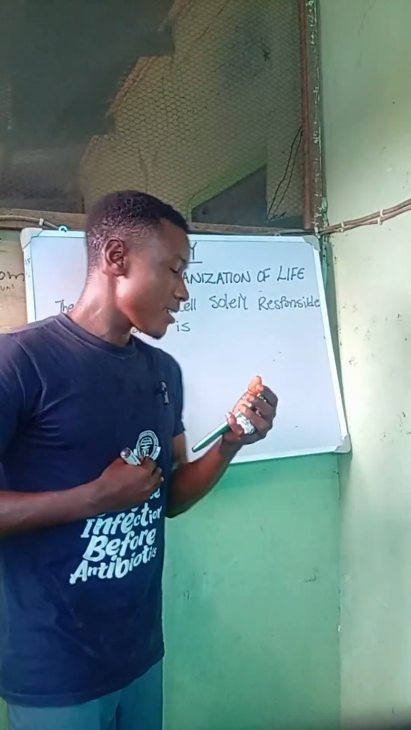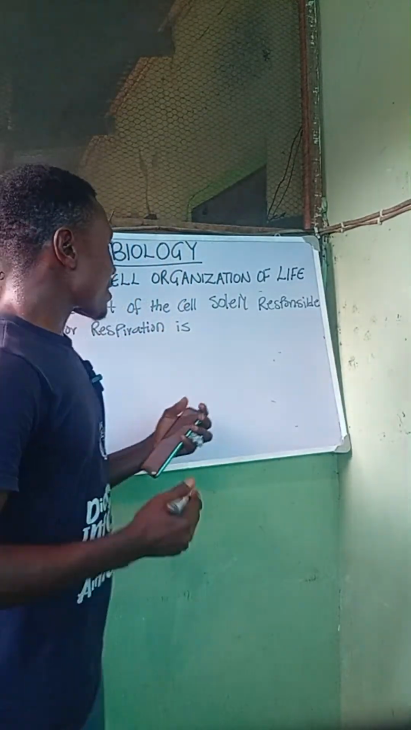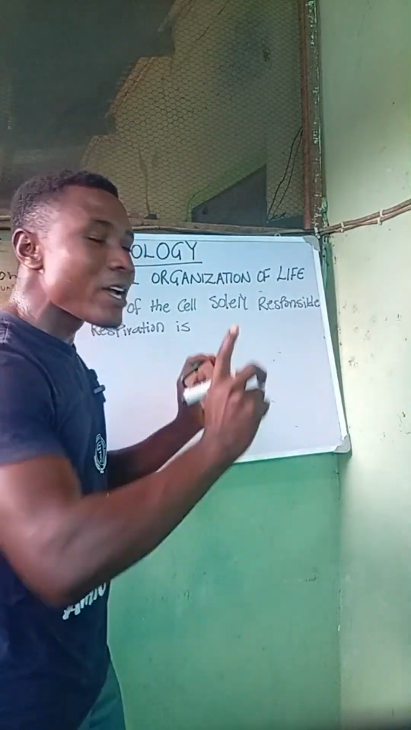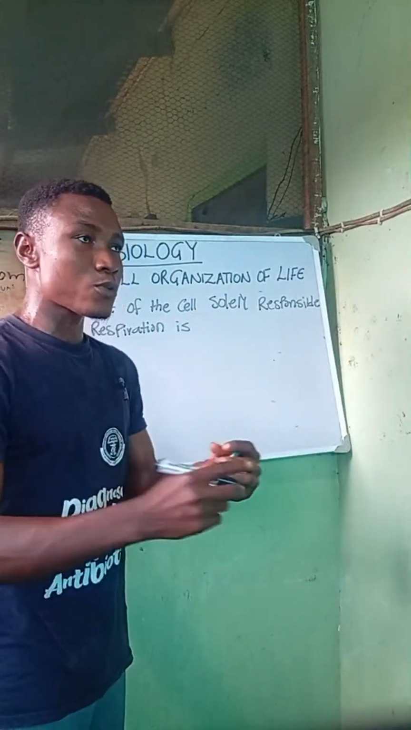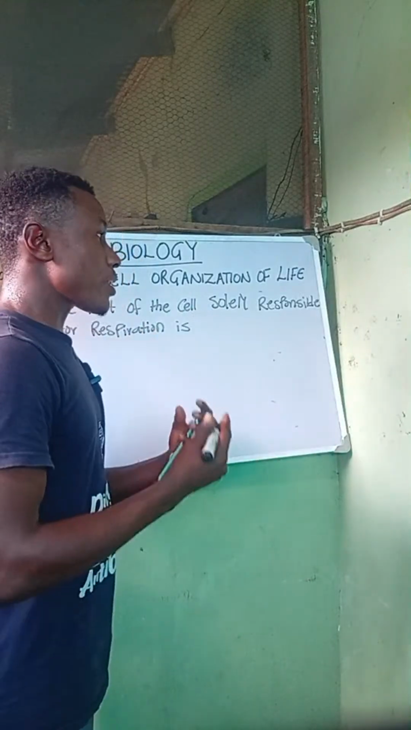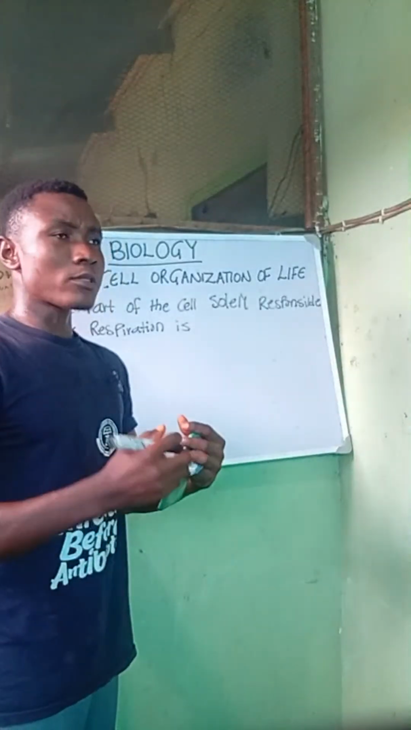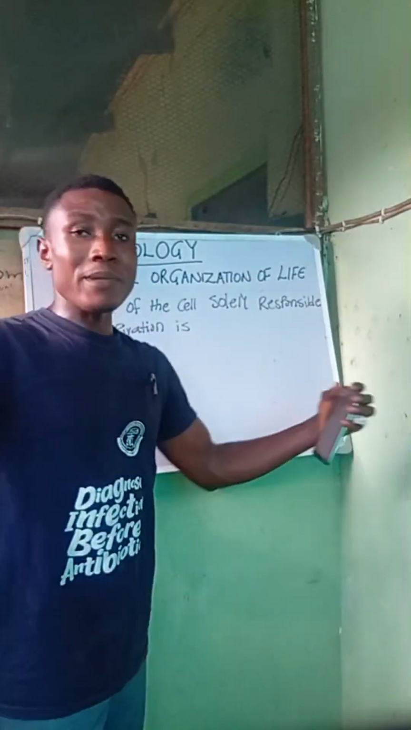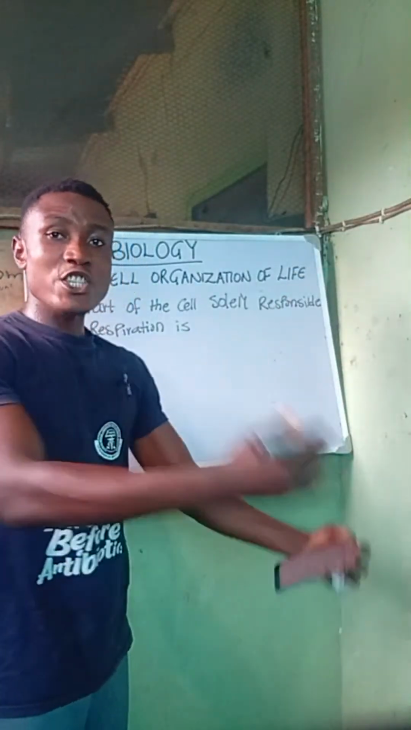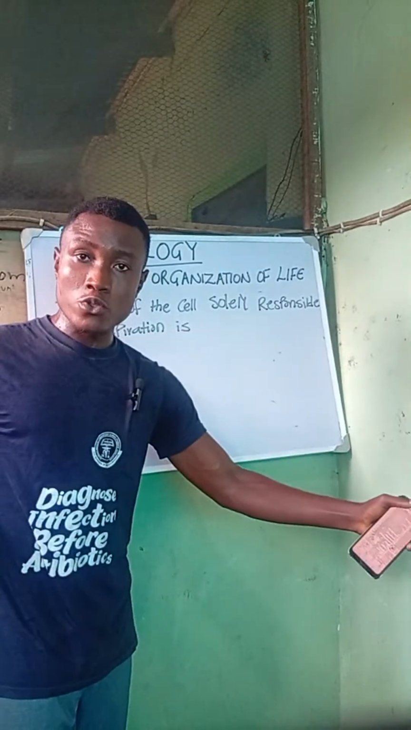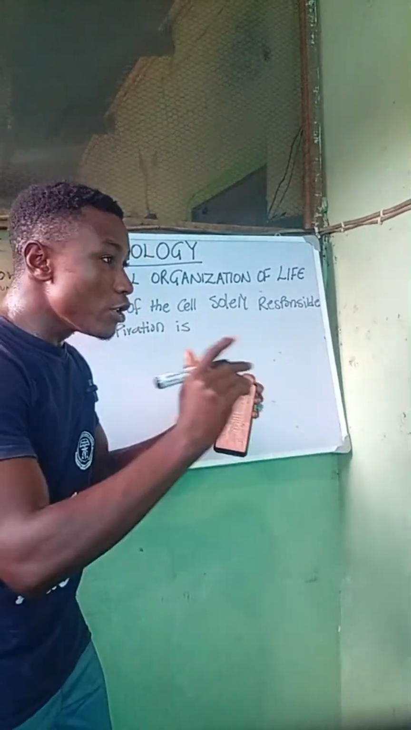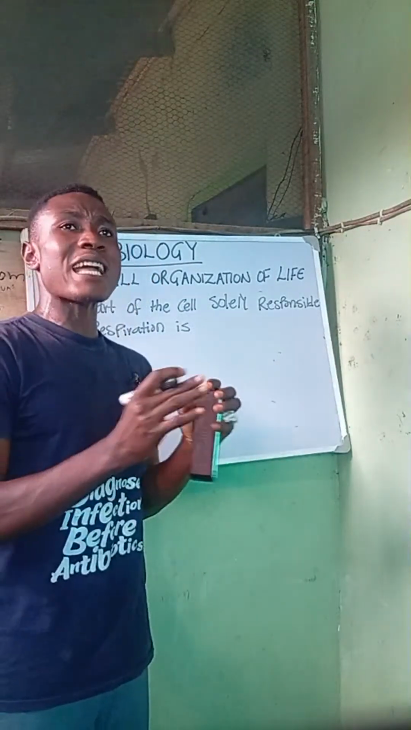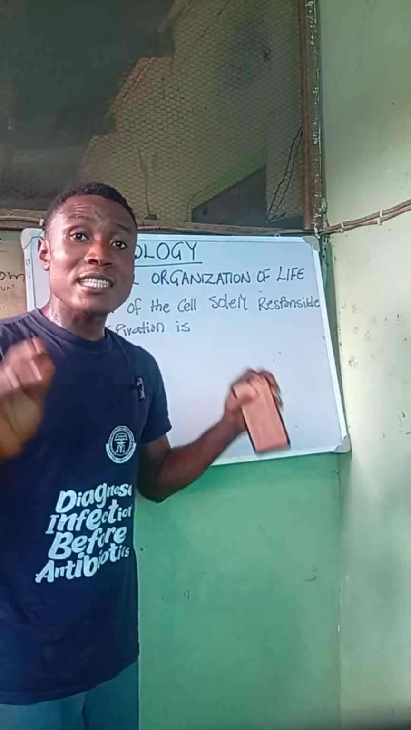I feel so happy. So this is the part of the cell responsible for respiration. It can never be the nucleus. The nucleus is not responsible for any respiration. What is the function of the nucleus? I'm going to make a video on this, teaching you about the various cell organelles and their functions: the nucleus, the Golgi apparatus, the endoplasmic reticulum, that is the rough and smooth endoplasmic reticulum, and the centrioles. When you know these things, you start getting to know the answers. The nucleus houses the genetic material.